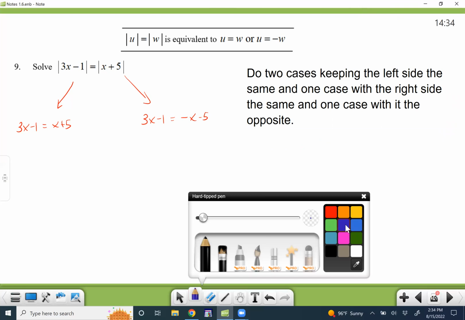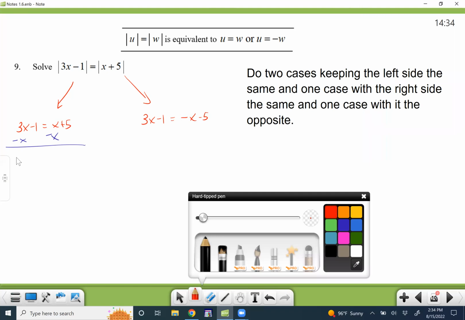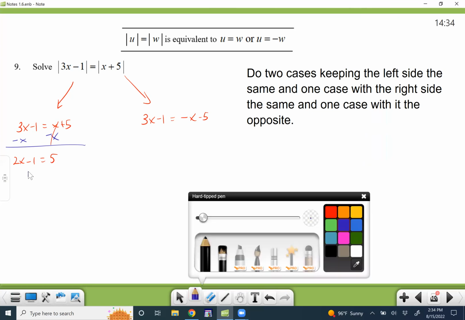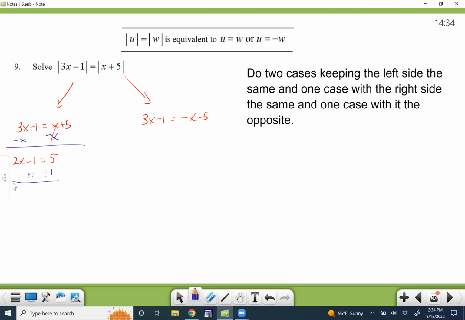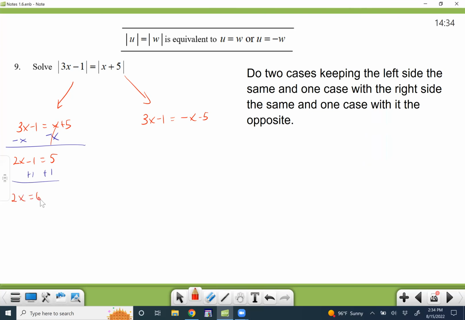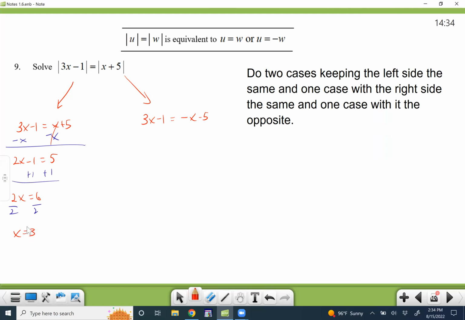So you know me, I've got variables on both sides. I'm going to move the smaller to keep things positive. So 3x minus 1x, it's going to be 2x. Add the 1 over. And divide by 2. Okay, so there's one solution.